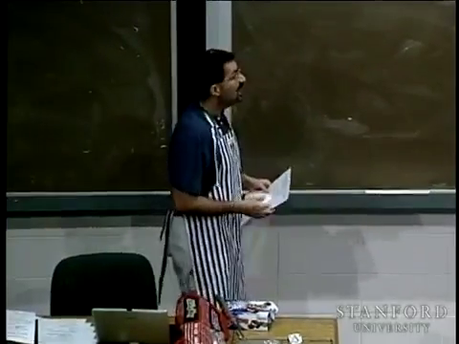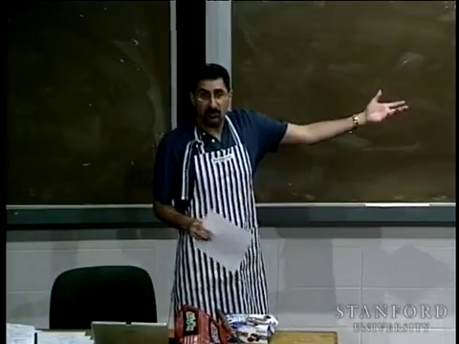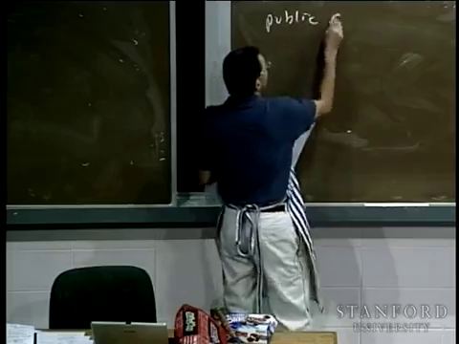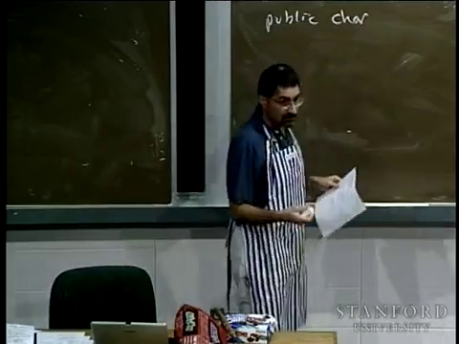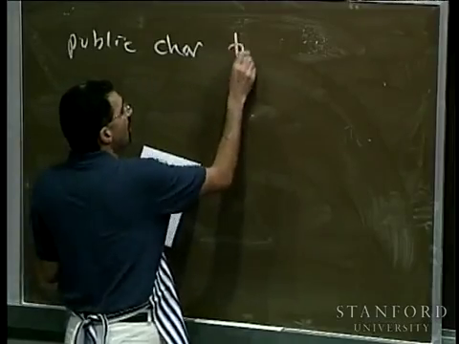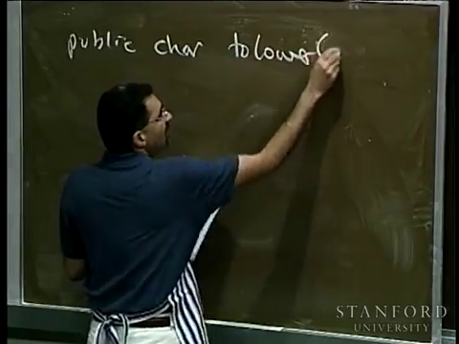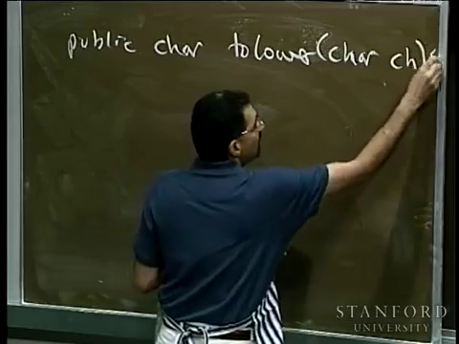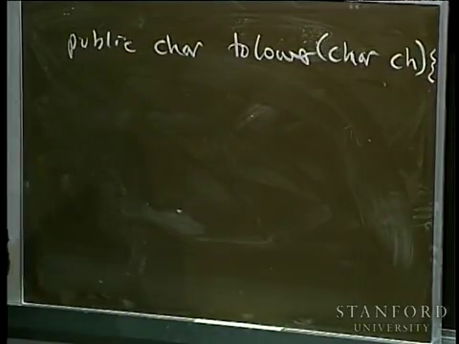It's kind of fun. Let's say we want to convert a character to a lowercase character. Okay? So we might have some method, public, it's going to return a character, which is the lowercase version, I'll call it toLower, of whatever character is passed into it. So it's passed in some character ch, and what it's going to return is the lowercase version of that character.